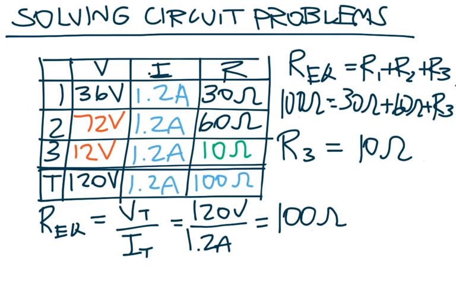Ammeters are wired in series, right next to, before or after, but right next to whatever they're measuring the current through, and they have very low resistance. When you're solving a circuit problem, make sure you identify the type of circuit, series or parallel, and make a table of values if it helps you out. So stay tuned next time.